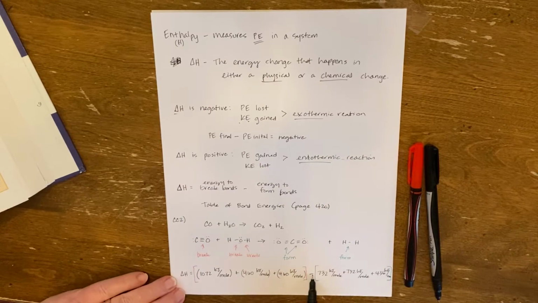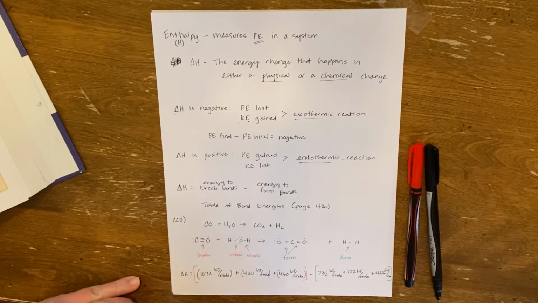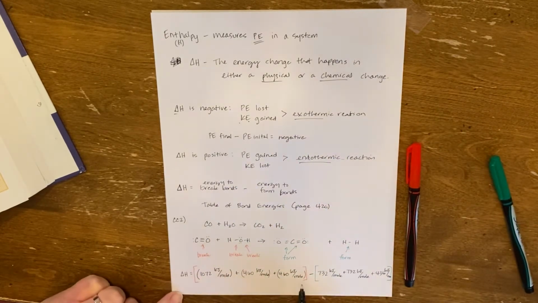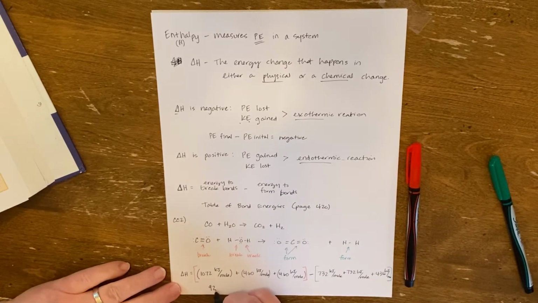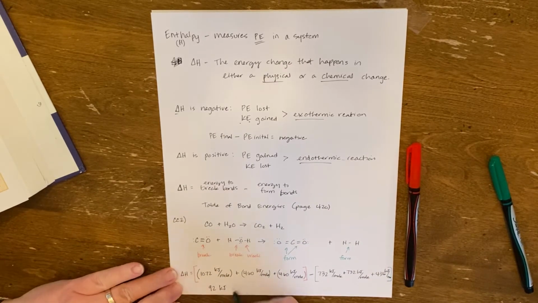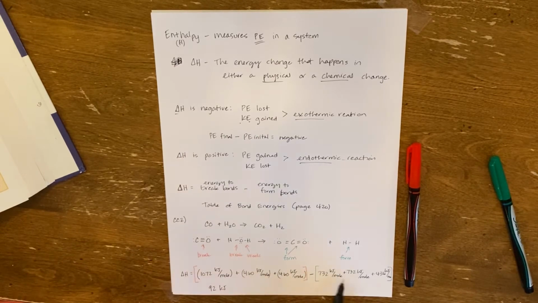So I'm going to distribute this minus sign all through here. The bonds I'm breaking, the bonds I'm forming. All right, so if I add all these up, what do I get here? Well, if I do all the math, I get 92 kilojoules.